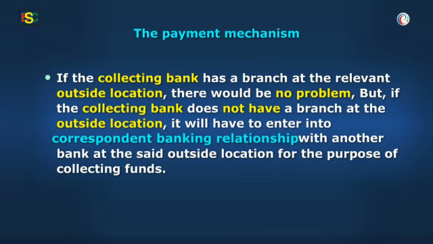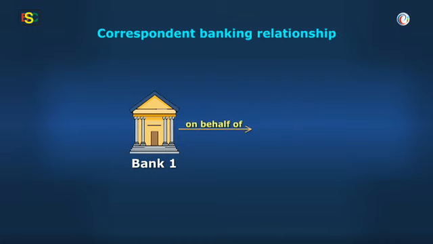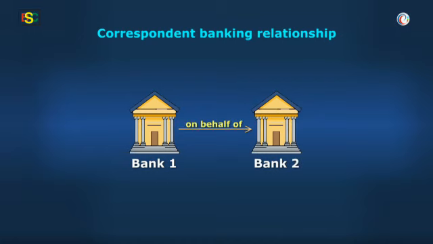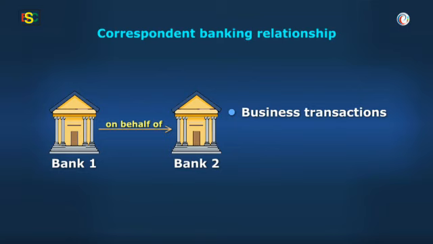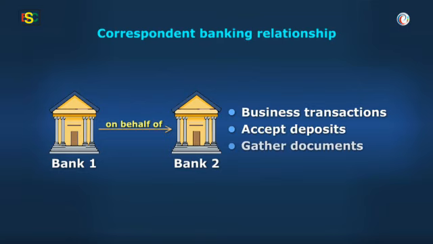What do you mean by correspondent banking relationship here? Vidya, a financial institution often provides services on behalf of other financial institution. This is called correspondent bank relationship. A correspondent bank can conduct business transactions, accept deposits, and gather documents on behalf of other financial institution. Okay, Baba.